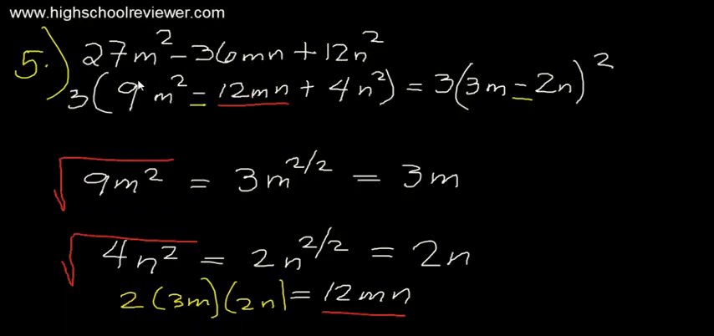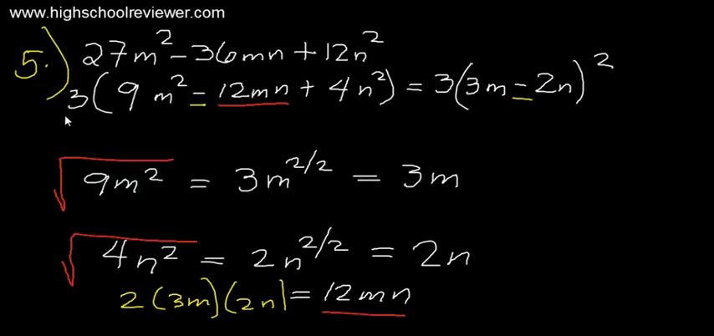And for number 5, we have 27m squared minus 36mn plus 12n squared. But take note, 27 and 12 are not perfect squares. So let's find out if there is a number that we can divide the 3 terms by to make each term a perfect square. Okay, so as you can see here, we can get 3 from the 3 terms, since 3 is common among the 3 terms.